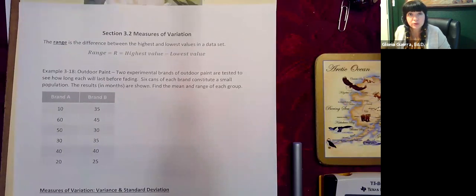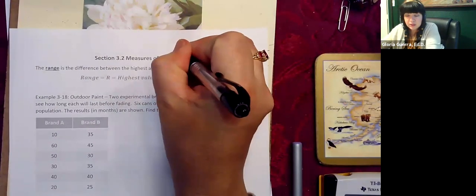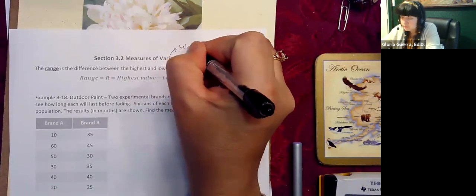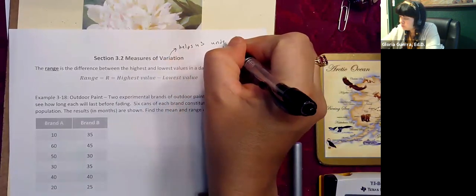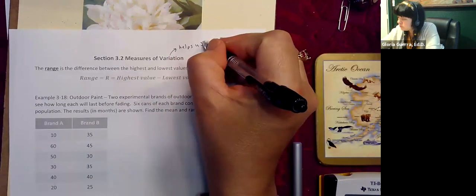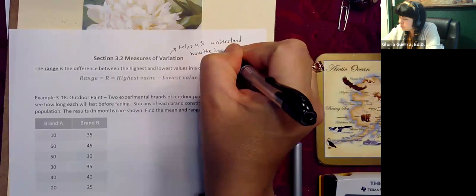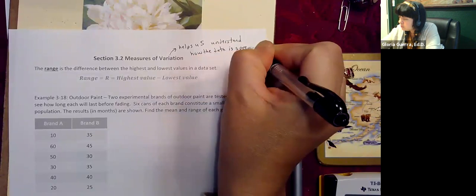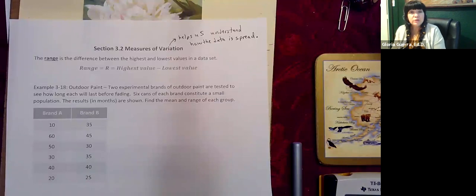So the first thing I want to mention is what is the idea of variation in statistics, okay? And so what variation does is variation helps us understand how the data is spread. And there's several measures of variation.